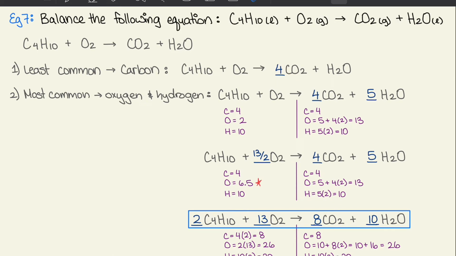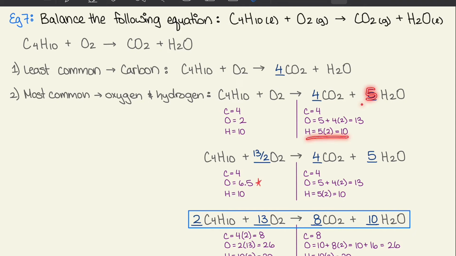And then step 2, we want to balance the most common, which are our hydrogens and oxygens. So when we look at the left side, we have 2 moles of oxygen and 10 moles of hydrogen. And we look to the right side, and we can see that the H2O has 2. And to make it 10 to equal the left side, we multiply the 2 with the 5 to get 10. So left is equal to right.